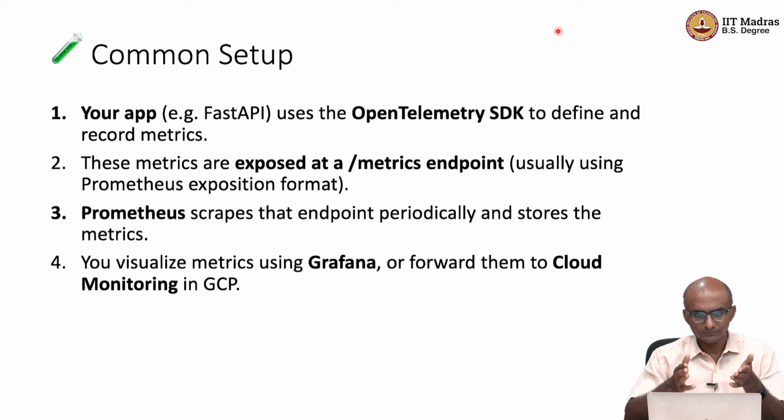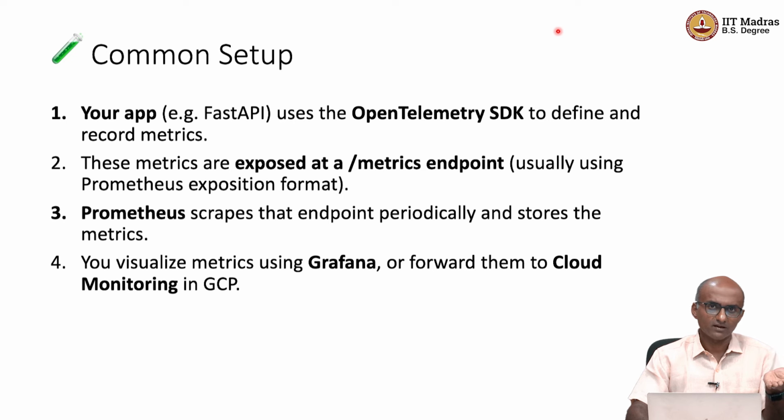So your app uses the OpenTelemetry SDK to define and record metrics that are of interest. These metrics are exposed at a /metrics endpoint, usually using Prometheus's custom exposition format. Then Prometheus goes and scrapes this information periodically and then stores these metrics in its database. And then Grafana gets used for monitoring this.